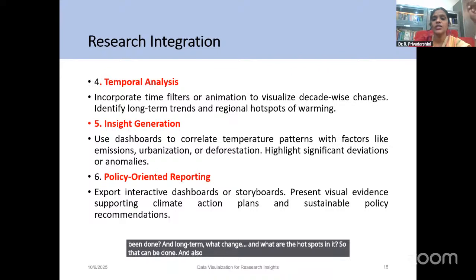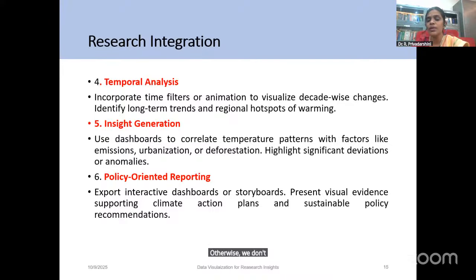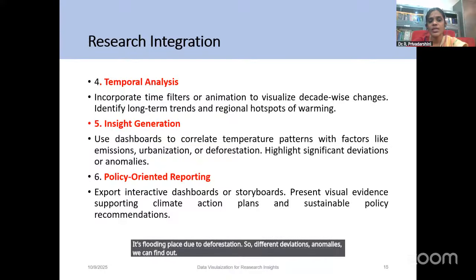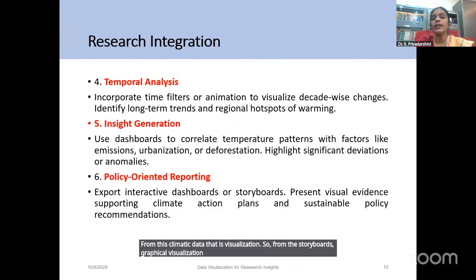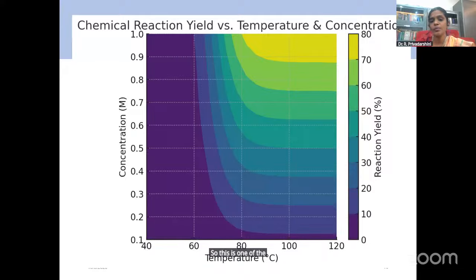And also insight generation, like we can generate a pattern like emission, like here urbanization has happened, here deforestation has happened, we have to plant more trees, otherwise we don't get rainfall, or like we get flood at some places, it's a flooding place due to deforestation. So different deviations, anomalies we can find out from this climatic data, that is visualization. So from these storyboards, graphical visualization, it will be given to the policy makers, so reporting can be done properly for some recommendations. So this is one simple graph.